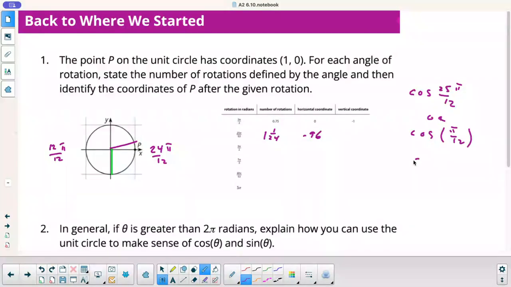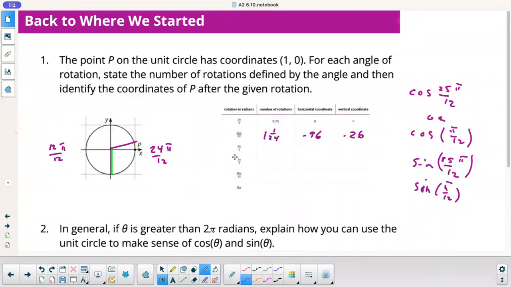The vertical would be the sine. So the vertical would be the sine of 25 pi over 12, or the sine of pi over 12. Should get the same answer either way. So the sine of pi over 12 gives me 0.26. And remember, those numbers squared added together should equal 1.